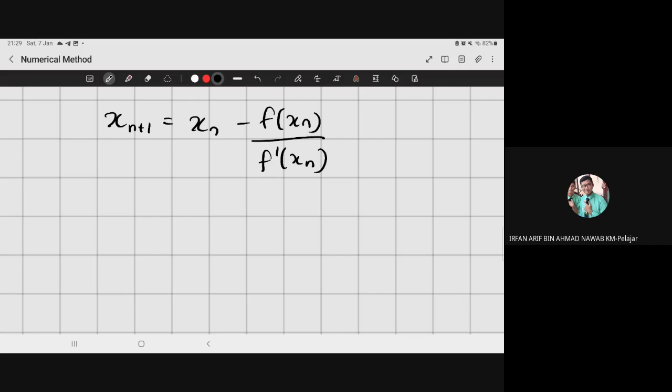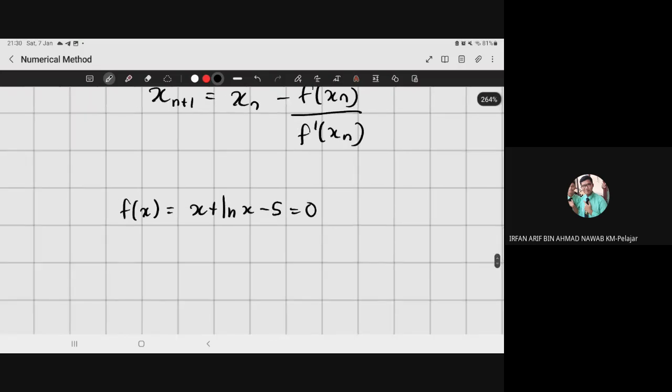By using the Newton-Raphson method, find the root of the nonlinear equation f of x is equal to x plus ln of x minus 5 equal to 0, by taking 3.5 as the first approximation. Maybe some of you might use the notation x0 or x sub 0, or if you want to begin with x sub 1, I think there is no issue, as long as you know how many times you have to do it.